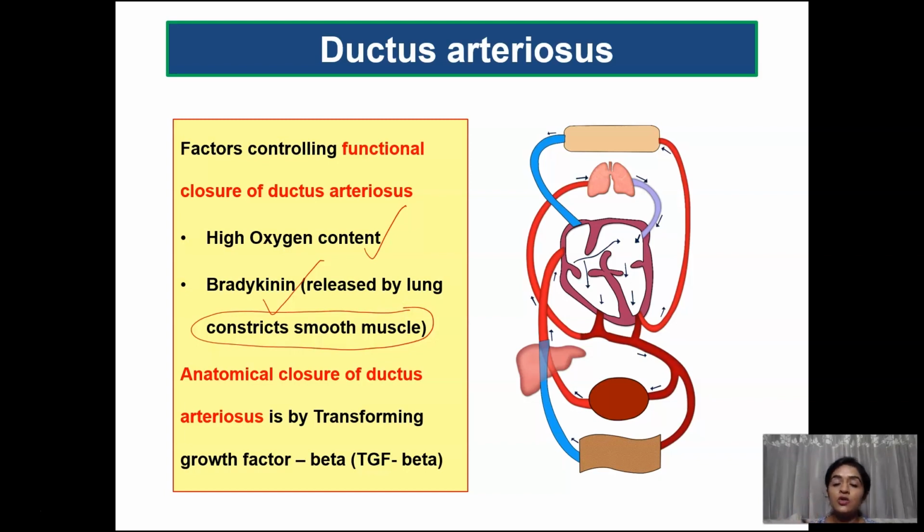So anatomical closure of the ductus arteriosus is by the transforming growth factor beta, TGF beta. Okay, so once again, the factors controlling the functional closure of the ductus arteriosus are high oxygen content and bradykinin. The bradykinin is a substance released by the lungs, and that will constrict the smooth muscles of the ductus arteriosus.